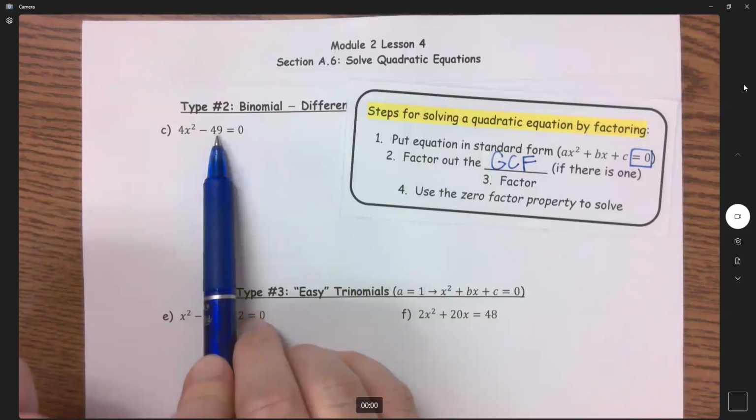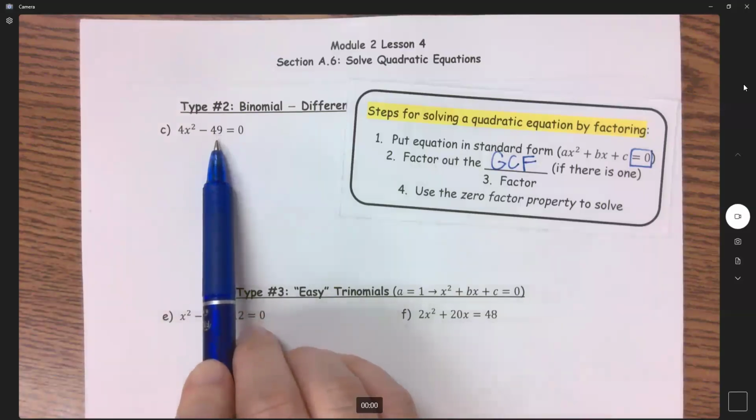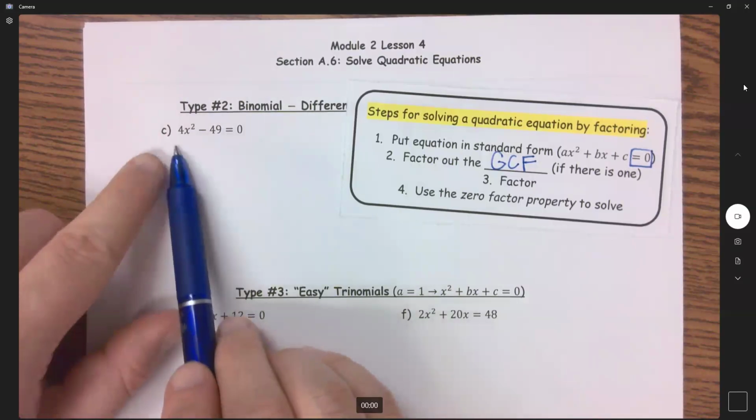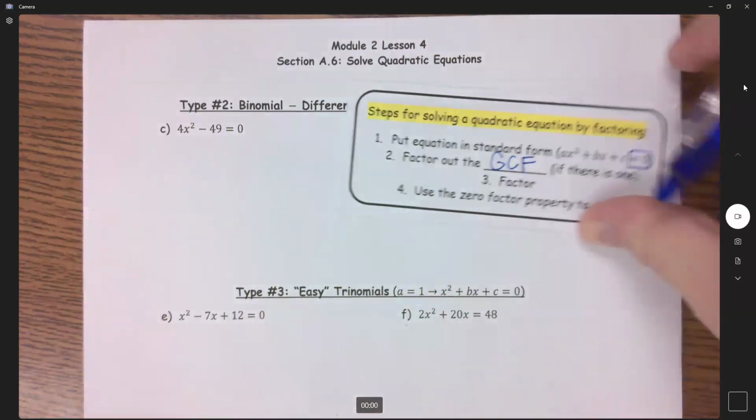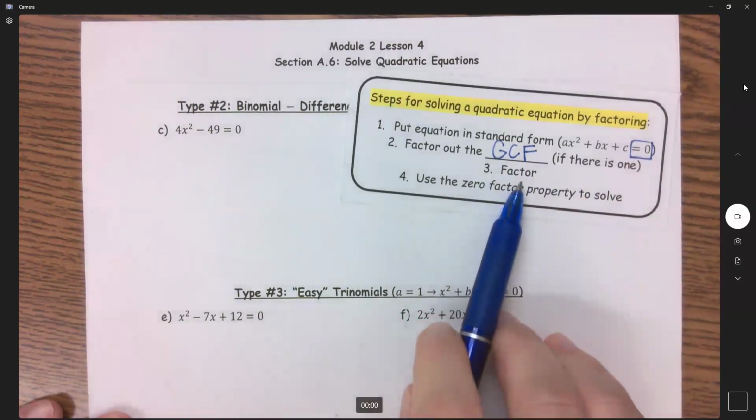I can't divide 49 by 4 or by 2. They don't have an x. This one has 2 x's, but this one has not. So I have no GCF. And so that's okay. We move on to the next one, which is factoring.